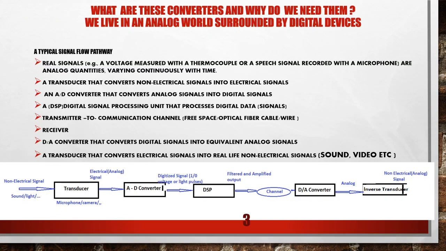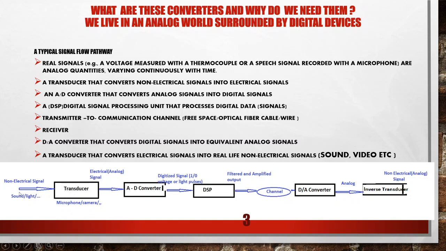Now, what are these converters basically, and why do we need them? If I say it in a single sentence, we live in an analog world surrounded by digital devices. Now, if you look at a typical signal pathway, say what I'm speaking, the sound coming out of my voice box, or any real world signal like a thermocouple, it is converted to a speech signal by the microphone I'm holding in my hand. Now that goes into a digital processor, like the one in the smartphone or laptop I'm using. That works on a series of 1s and 0s. So what I need in between is an AD converter.